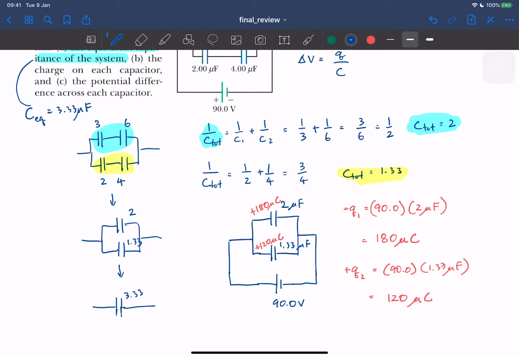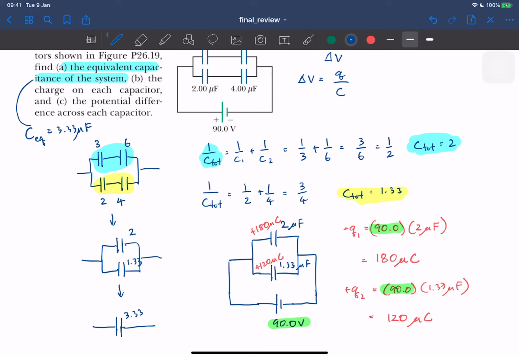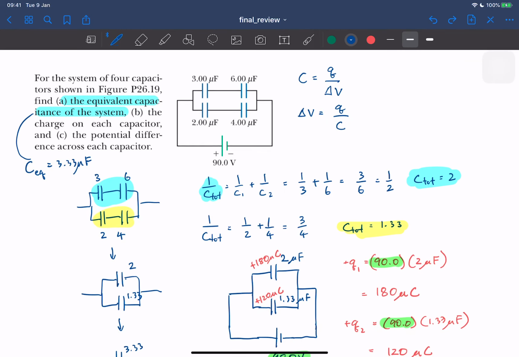They are not the same because they have different capacitance. The one with more capacitance is going to have more charge. So you can calculate it like this. Let me color code this so that you can know where this comes from. 90 is the voltage of the battery. The reason why I do it at this stage, not the last one: the last one is not so useful because you just get the combined total charge, but you have to split it anyway.